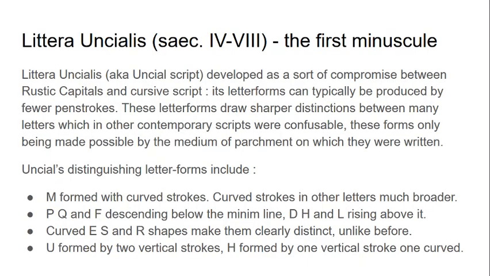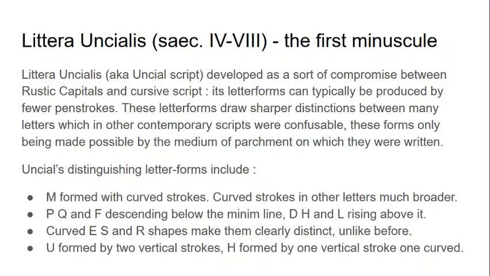So now we get on to what you have just seen a little bit of in the red text of Litera Uncialis, and it was used between the 4th and the 8th centuries, and it is often referred to as like the first minuscule. So Litera Uncialis, which is known as Uncial script, it developed as a sort of compromise between rustic capitals and cursive script. So its letter forms can usually be made with fewer pen strokes, but it still looks very nice. It's still a capital script.